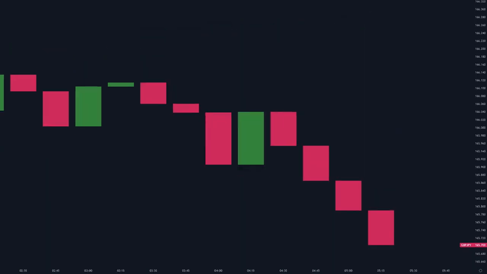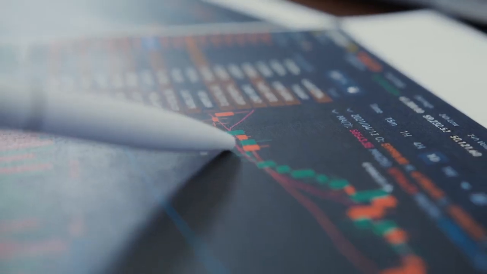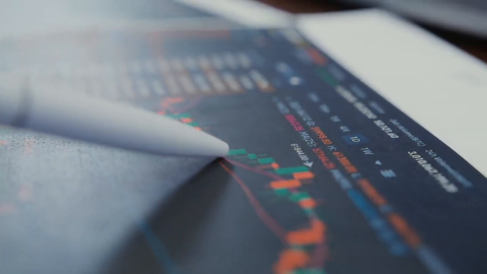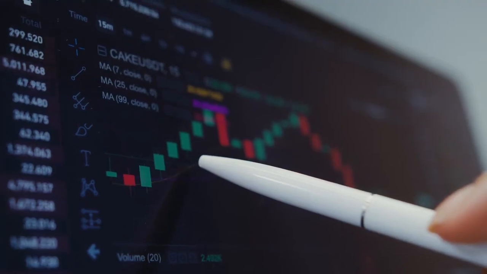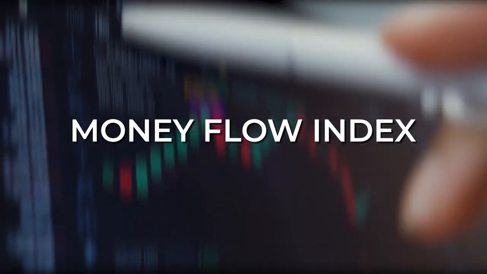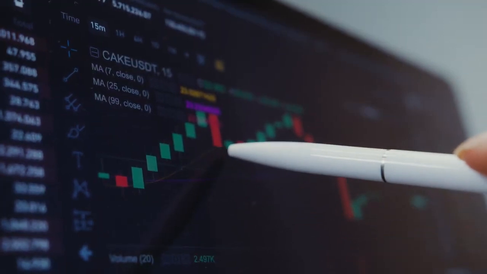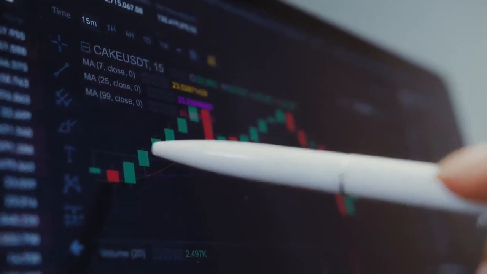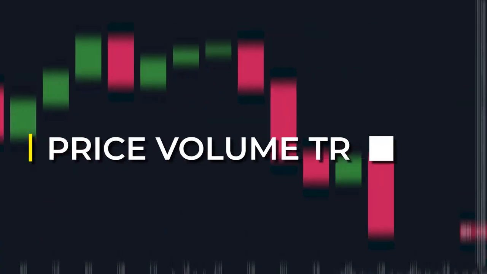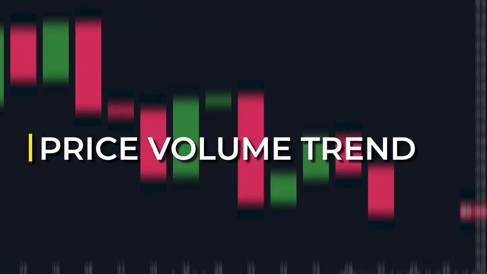Now, you may be asking yourself, but how do we identify money flow in the first place? Well, there are several technical analysis indicators that we can use to identify money flow in the markets. As mentioned earlier, the money flow index is a great candidate for this job. But in this video, we're going to use another indicator that has more features than the money flow index, an indicator called price volume trend, or PVT for short.